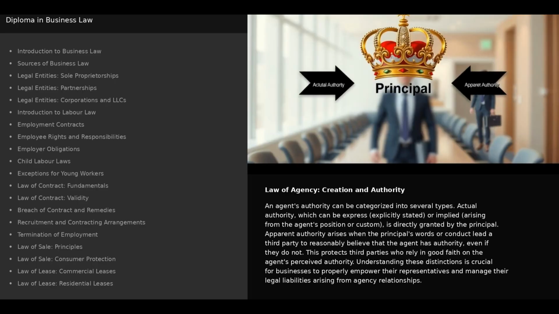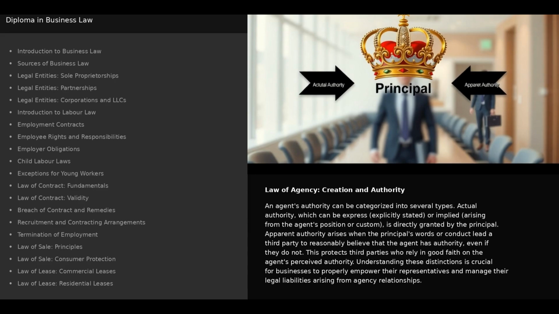An agent's authority can be categorized in several types. Actual authority, which can be explicitly stated, or implied, arising from the agent's position or custom, is directly granted by the principal. Apparent authority arises when the principal's words or conduct lead a third party to reasonably believe that the agent has authority, even if they do not. This protects third parties who rely in good faith on the agent's perceived authority. Understanding these distinctions is crucial for businesses to properly empower their representatives and manage their legal liabilities arising from agency relationships.